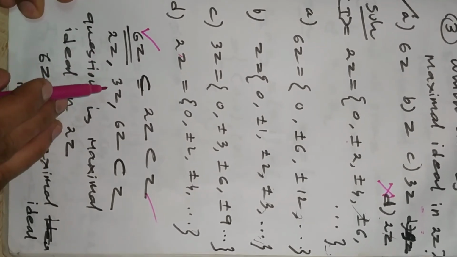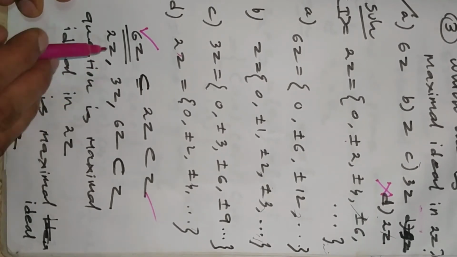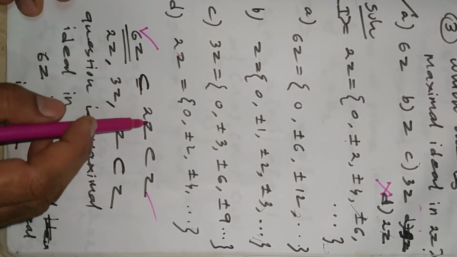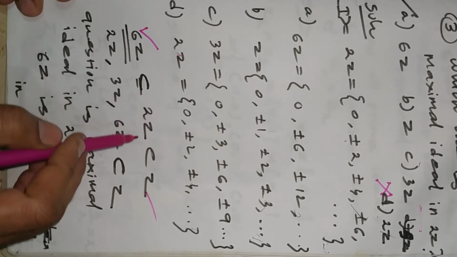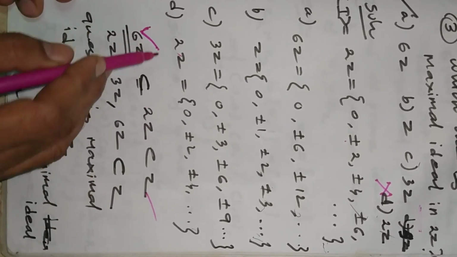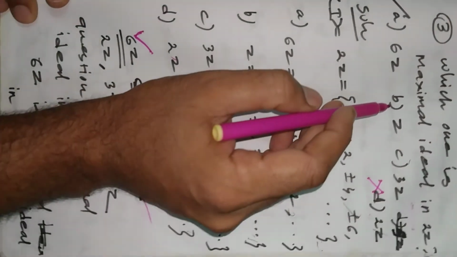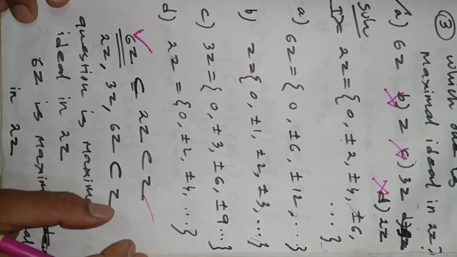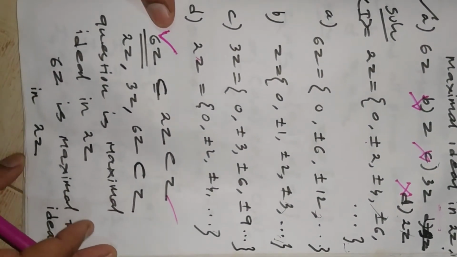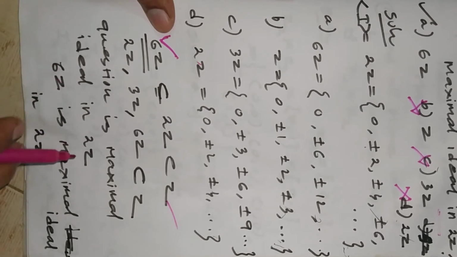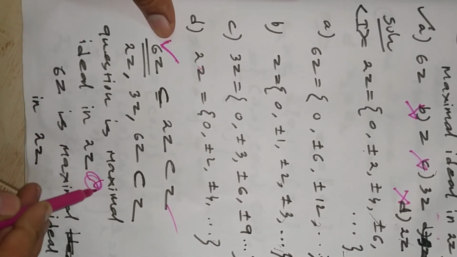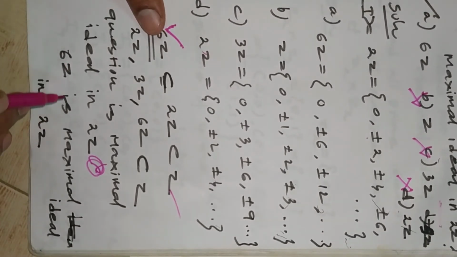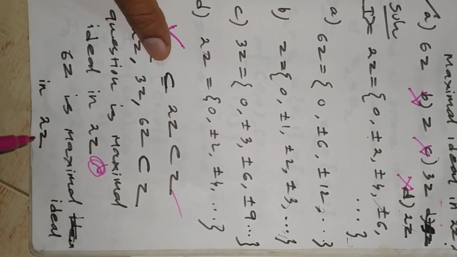Moreover, 2Z, 3Z, 6Z, the elements are in Z. The question is, you have to find out the maximal ideal of 2Z. So one and only 6Z. So the remaining options are wrong. The question is the maximal ideal of 2Z. That is very important. So that's why we choose this as the correct option. 6Z is a maximal ideal in 2Z.